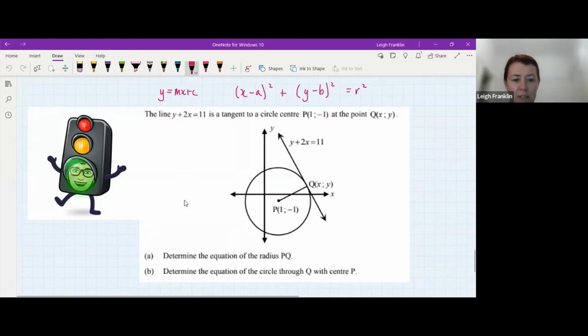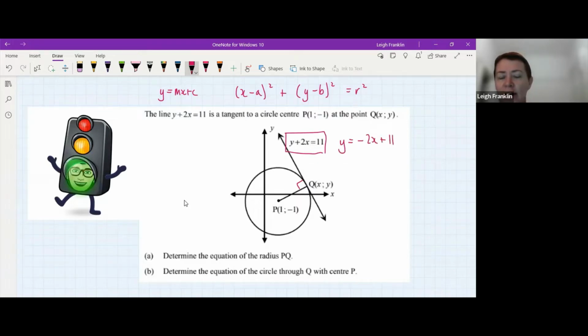So let's talk about how we would have found the solution to these two problems. The first thing they asked us to do was to determine the equation of the radius PQ. That is not too difficult, hopefully. PQ is the radius, and the radius is always perpendicular to the tangent. Because we don't know the coordinates at Q, we have to use the equation of the tangent that's given to us. But as Kanyasile and I were discussing, you have to get it into standard form first, which means that it should have been minus 2x plus 11.